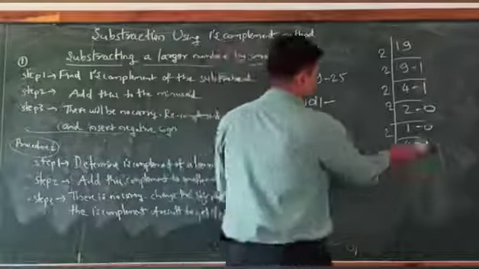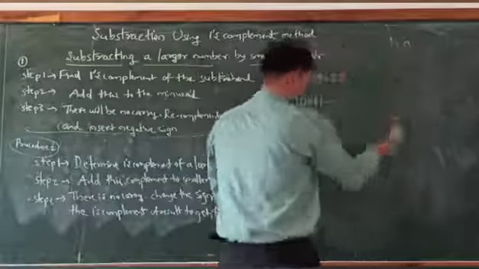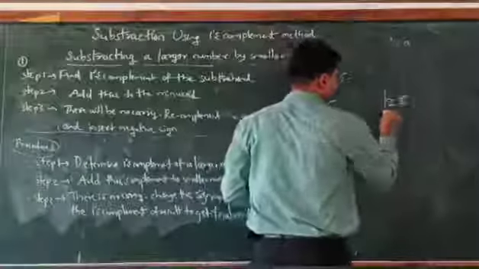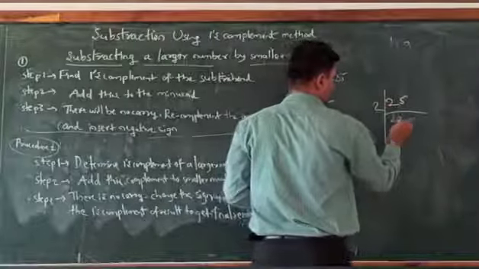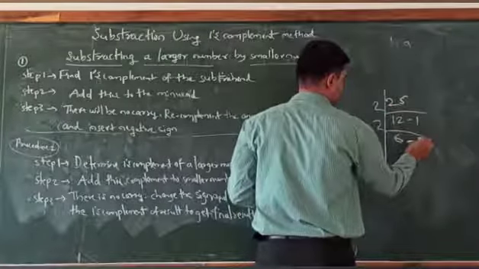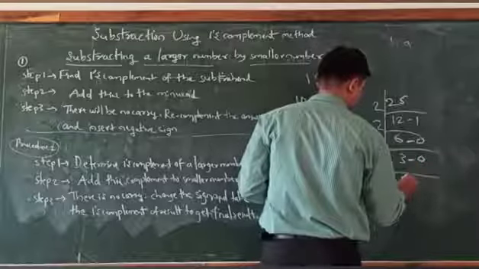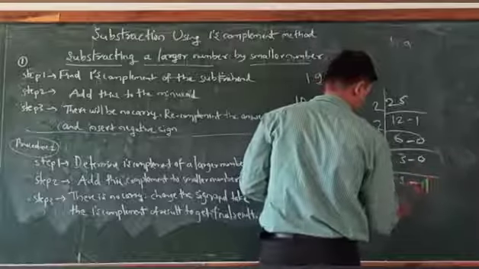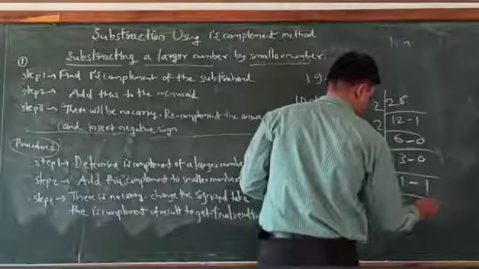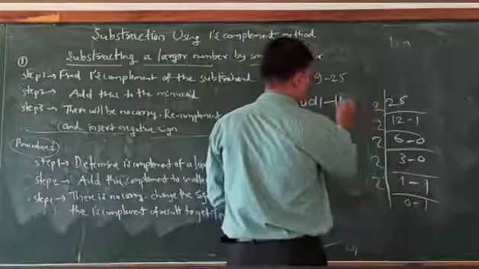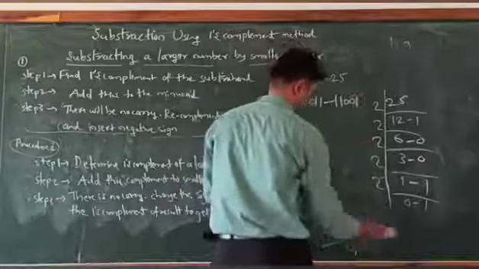Next, convert 25 to binary. 2 12s are 24, remainder 1; 2 6s are 12, remainder 0; 2 3s are 6, remainder 0; 2 1s are 2, remainder 1; then 1. That is 1 1 0 0 1.